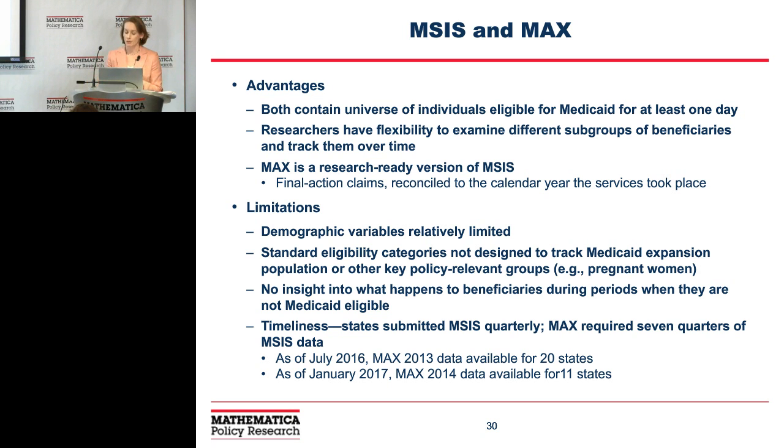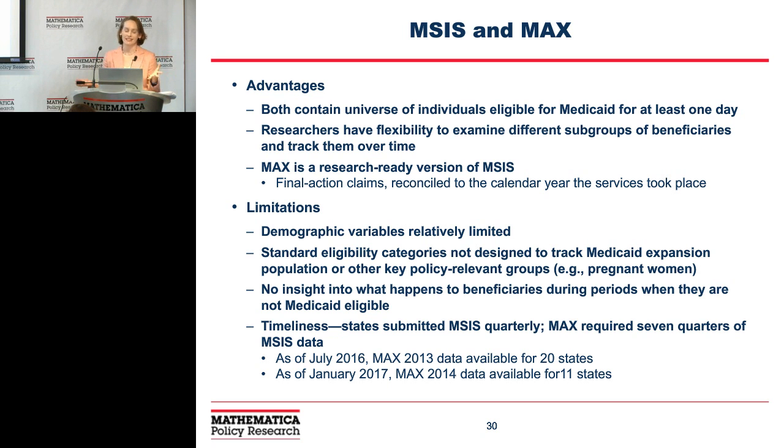There's no insight into what happens to beneficiaries during periods where they're not Medicaid eligible. We'd still need survey data for that. And there's a timeliness issue. I know Robin mentioned that they're not available any later than 2011. There are data that are available for some states, but just not the full set of states. So as recently as last month, you could get MACS 2014 data for 11 states. So certainly a ways shy of 50, but might answer your question.